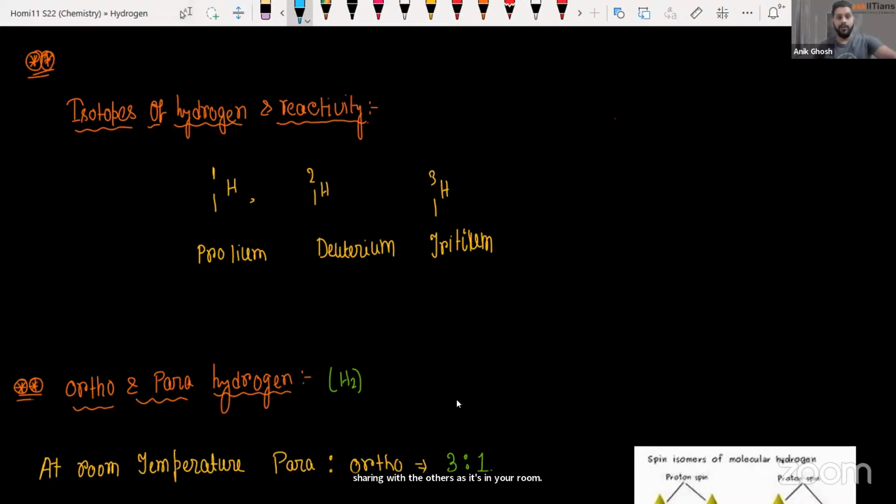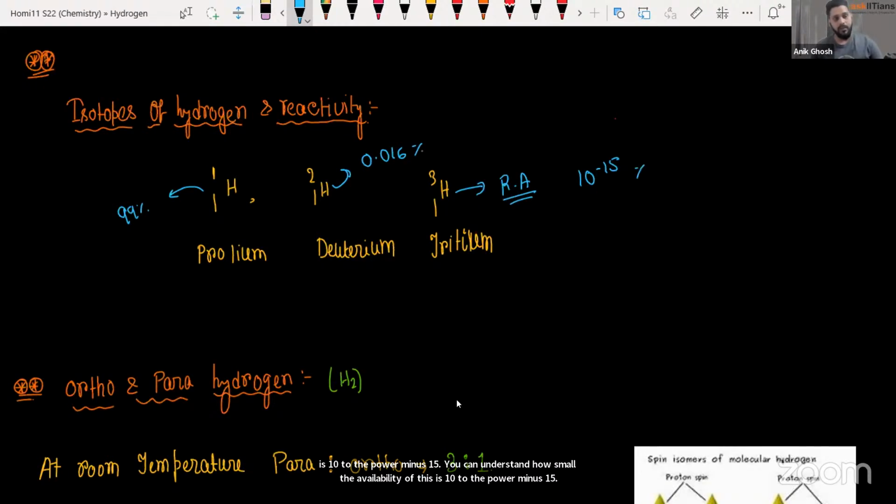Now, guys, first of all, I don't have to tell you which isotopes we have for hydrogen. We have protium, deuterium, and tritium. We all know about them. The most abundant is definitely protium, more than 99%. Deuterium is there at 0.016% or something close to that. Whereas tritium, which is the only radioactive isotope out of these three, has an availability of 10 to the power minus 15. You can understand how small the availability is, in percentage. All of these values are in percent. So only tritium is our radioactive isotope.